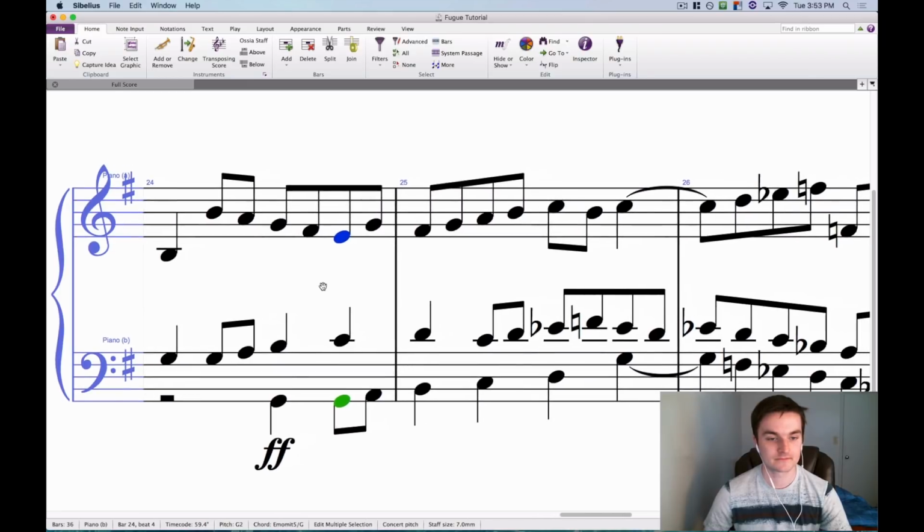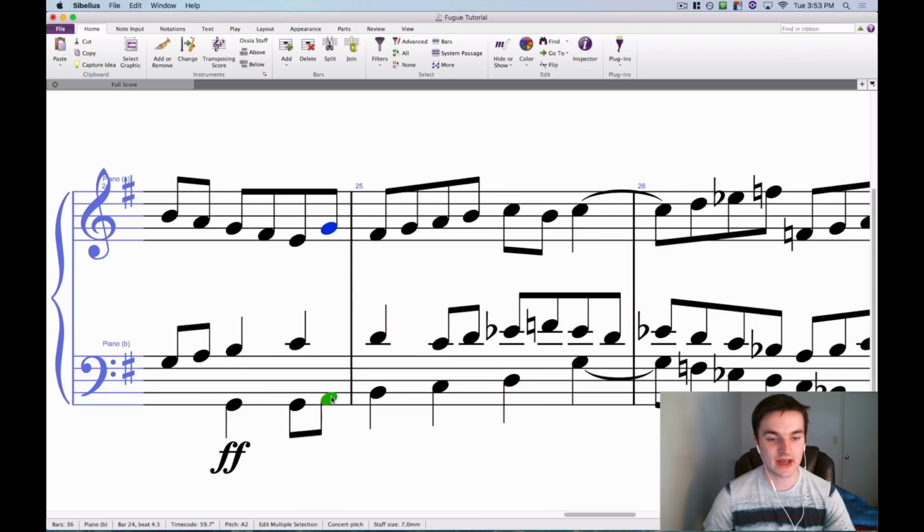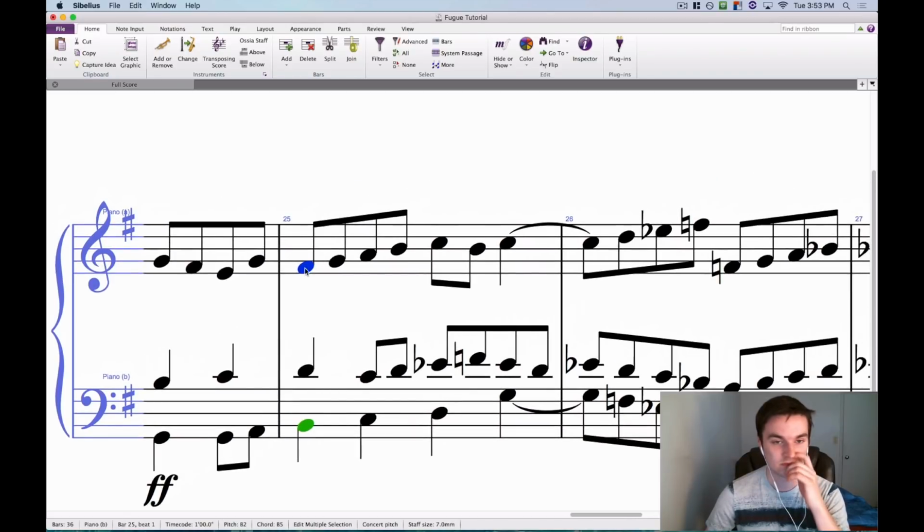Sixth. Excuse me. That was not a third. That was an octave, right? Now we get a sixth, and now we get an unaccented passing tone, right? Which resolves to a fifth.